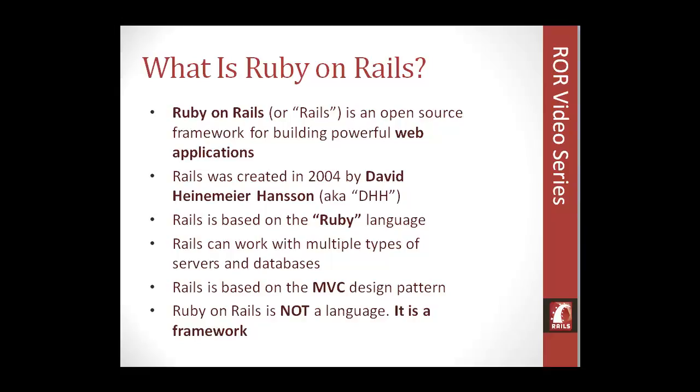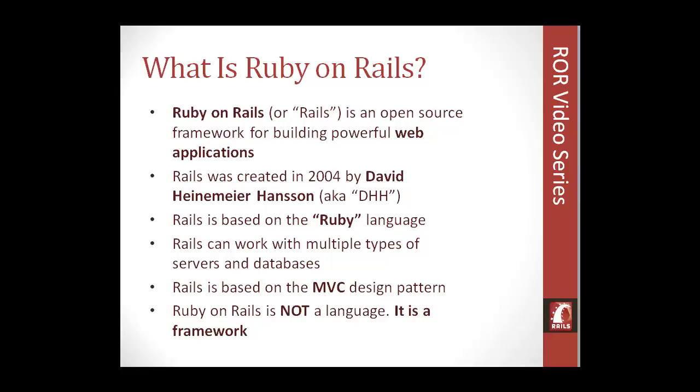Rails was created in 2004 by David Heinemeier Hansson, or he's also known as DHH among geeks. And he created Ruby on Rails in 2004, and the Ruby language was created in 1993. So Rails came about 10 years later. As I said, it's based on the Ruby language.